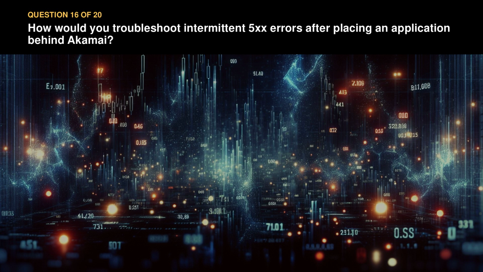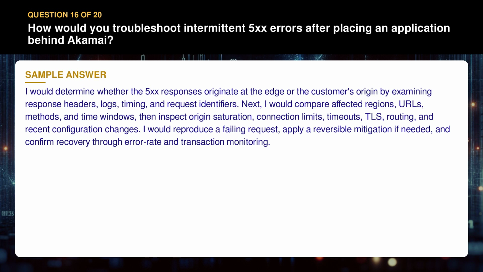Question 16. How would you troubleshoot intermittent 5xx errors after placing an application behind Akamai? I would determine whether the 5xx responses originate at the edge or the customer's origin by examining response headers, logs, timing, and request identifiers. Next, I would compare affected regions, URLs, methods, and time windows, then inspect origin saturation, connection limits, timeouts, TLS, routing, and recent configuration changes.